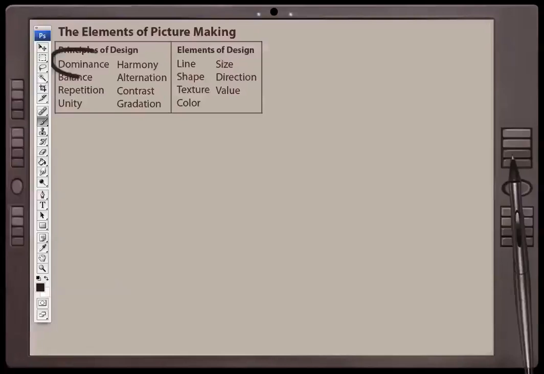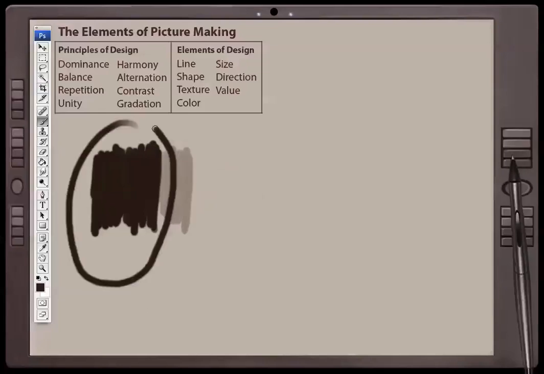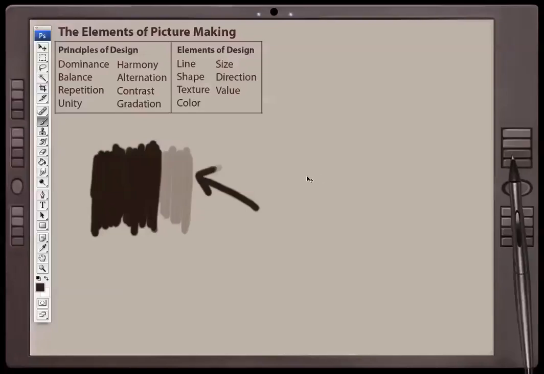Now let's start with dominance. Without dominance, there is conflict. Dominance resolves conflict. So if I have a dark here and a lighter value here, there's conflict between the dark and the light. However, if one value is larger, like this, and the lighter value is smaller, now there's dominance because this dark takes up much more area than this smaller light value. So this is one way of achieving dominance.